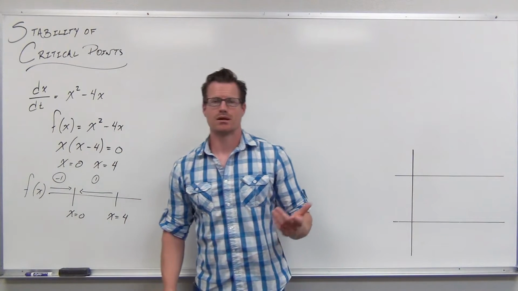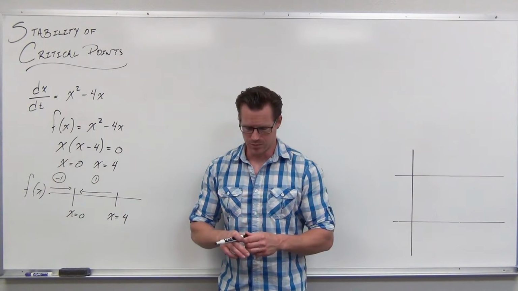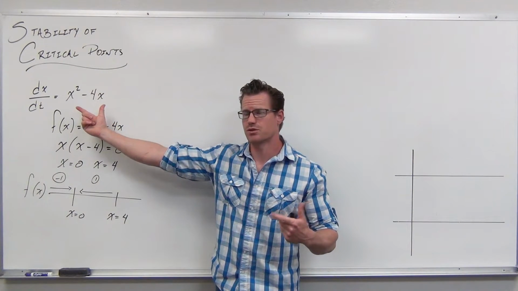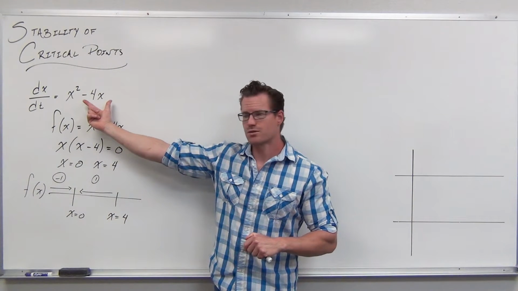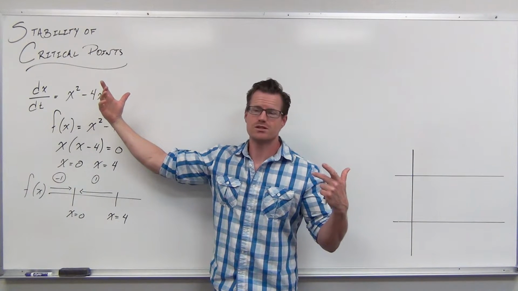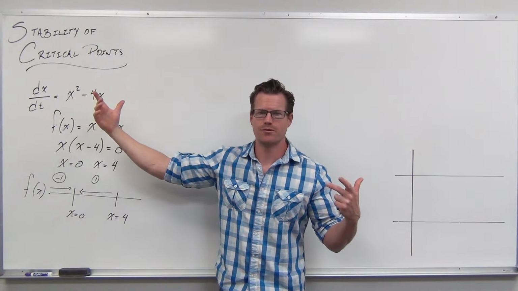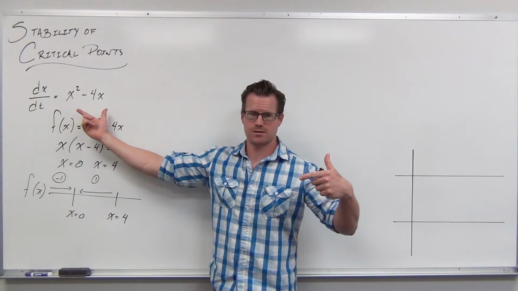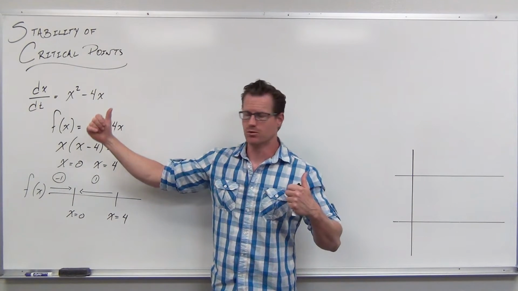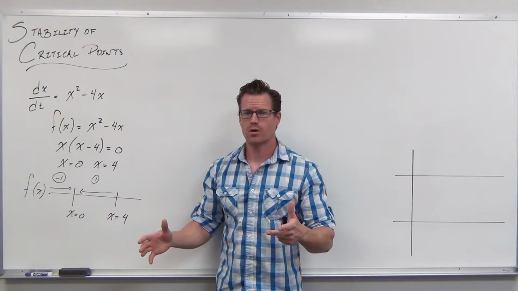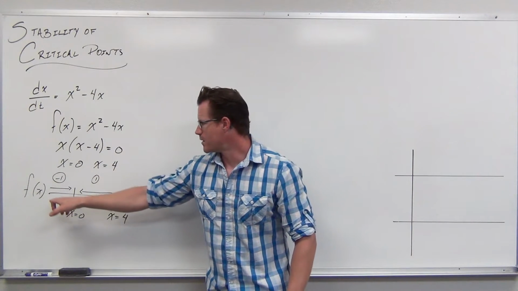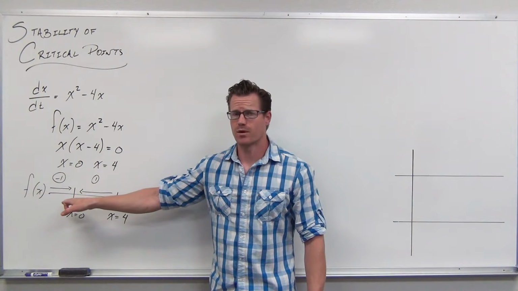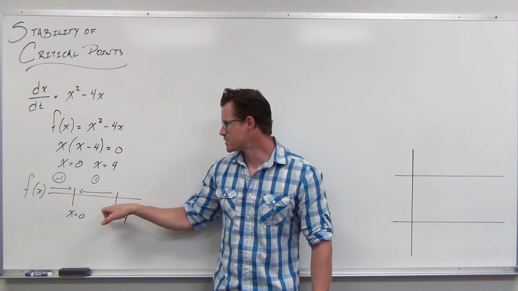Now, I said something there that you need to kind of remember a little bit. Since this is a first derivative, since this is a differential equation, it's a first derivative for a whole family of curves. And so what we're doing is pretty profound. What we're saying is that for all of those functions for which this is the slope, all of them are going to be increasing from negative infinity to 0. All of them are going to be decreasing from 0 to 4.